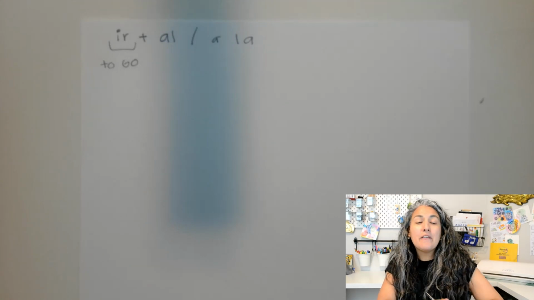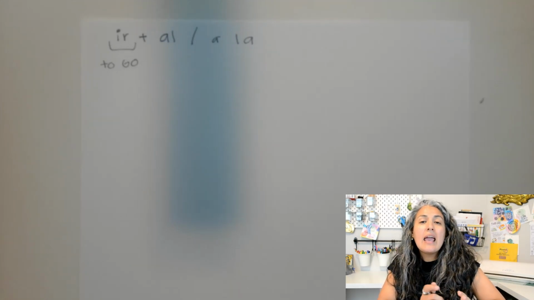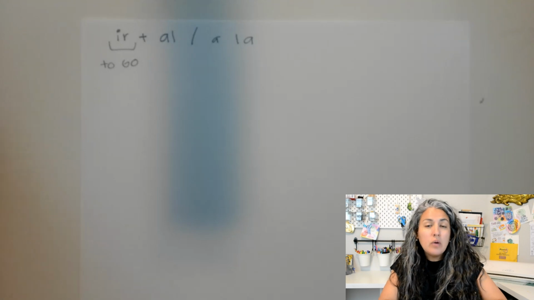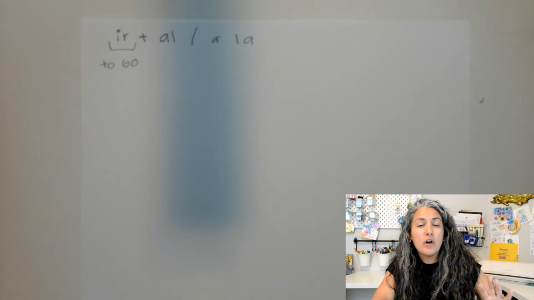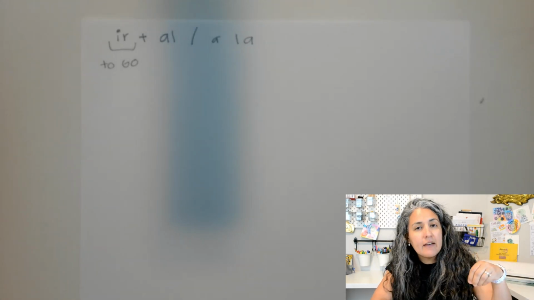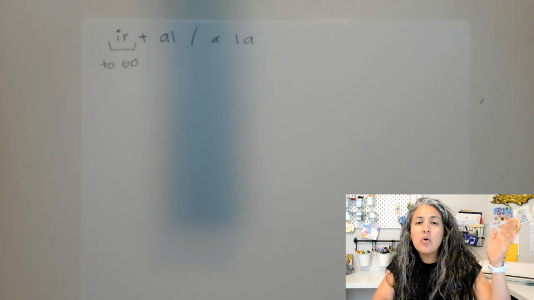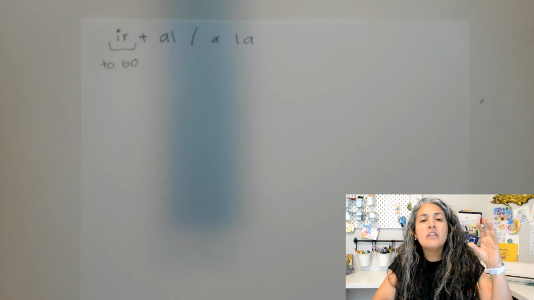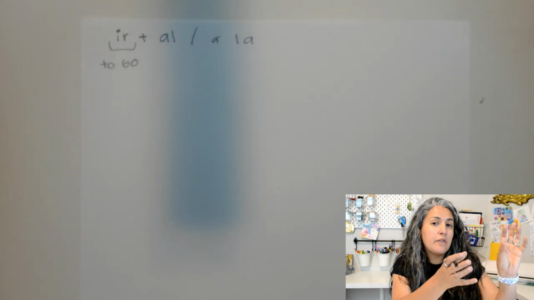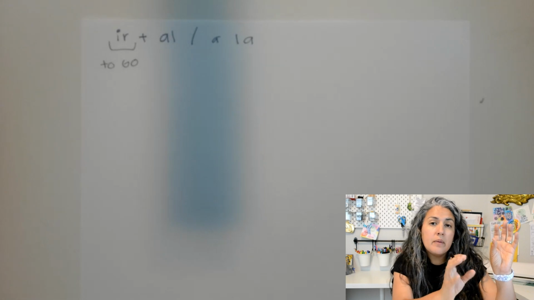Today we'll talk about the verb ir. Ir means to go. We've talked previously of the verb to go plus adding a verb. For example, I go to eat. Yo voy a comer. So that is the verb to go plus another verb in the infinitive form.